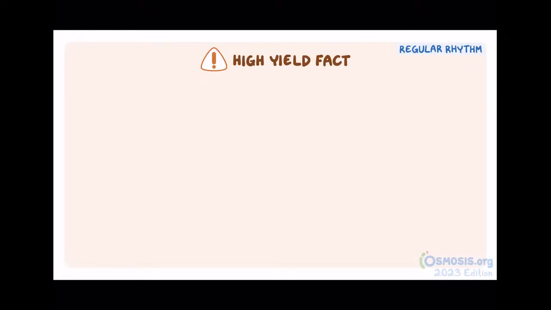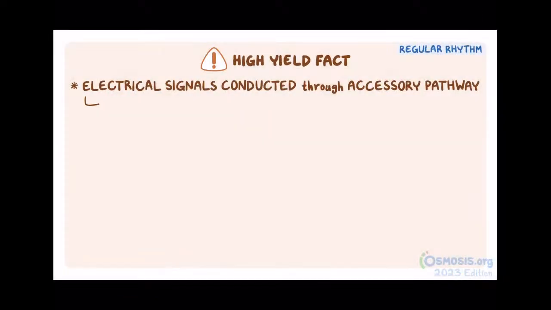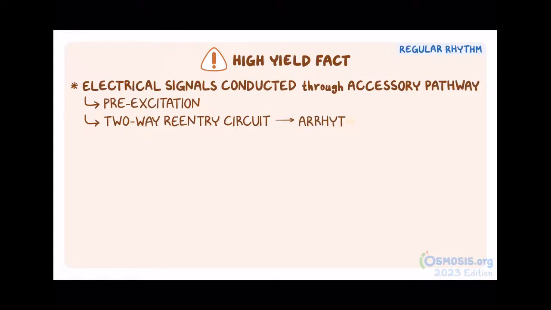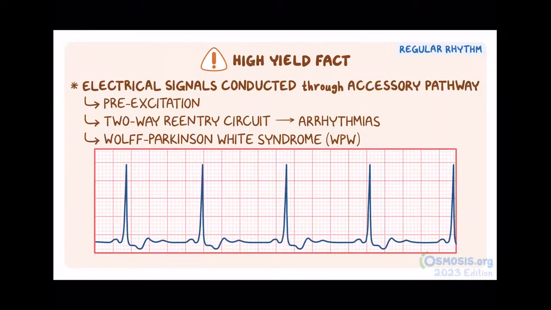Now, here's a high-yield fact. Electrical signals conducted through an accessory pathway can cause the ventricles to contract earlier than normal, which is called pre-excitation. Accessory pathways also create a two-way re-entry circuit, which can facilitate arrhythmias. A classic example is Wolff-Parkinson-White syndrome, or WPW for short. In WPW, the resting ECG has distinct findings, including a short PR interval under 120 milliseconds, delta waves, and a QRS duration over 110 milliseconds.